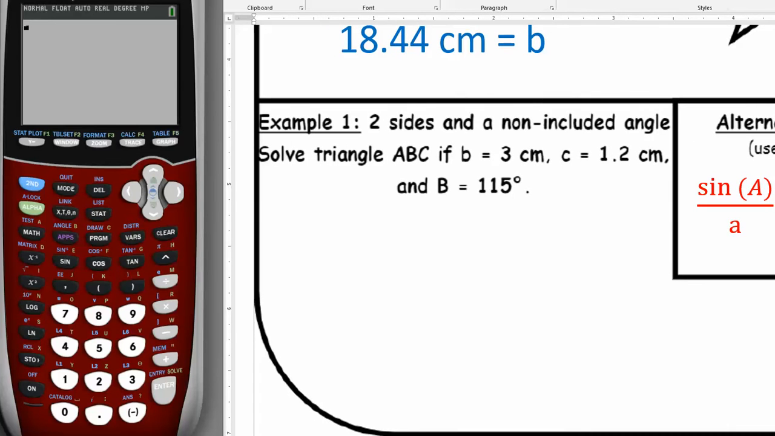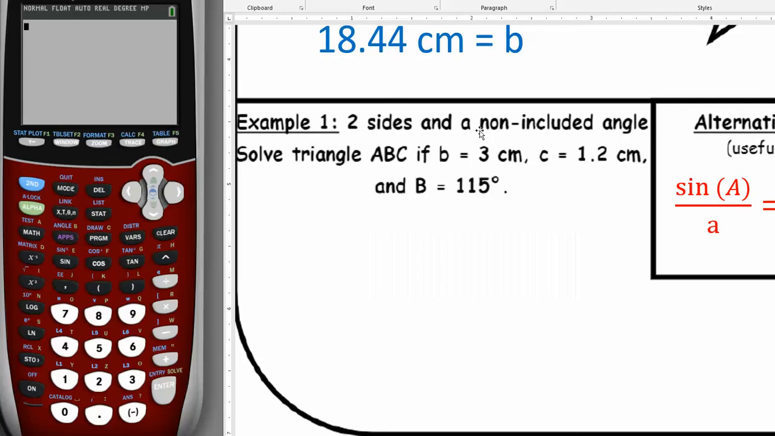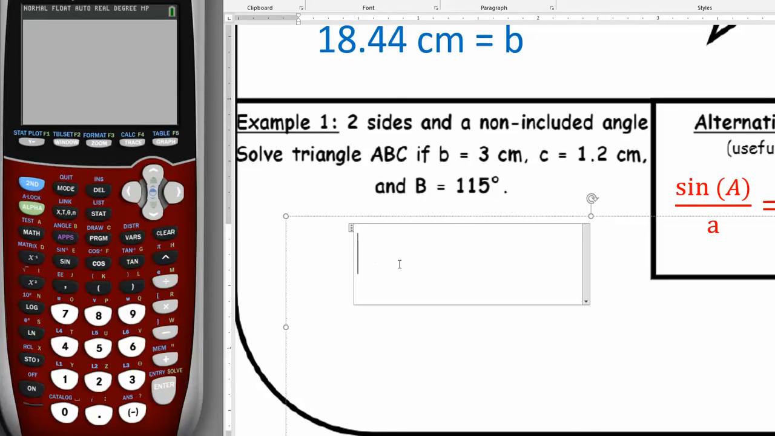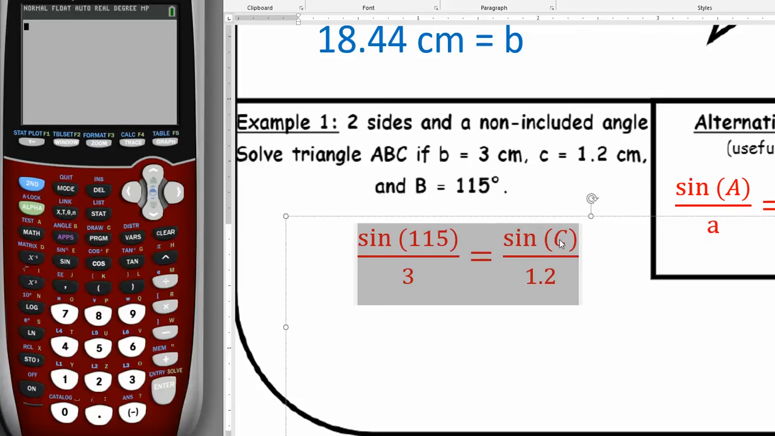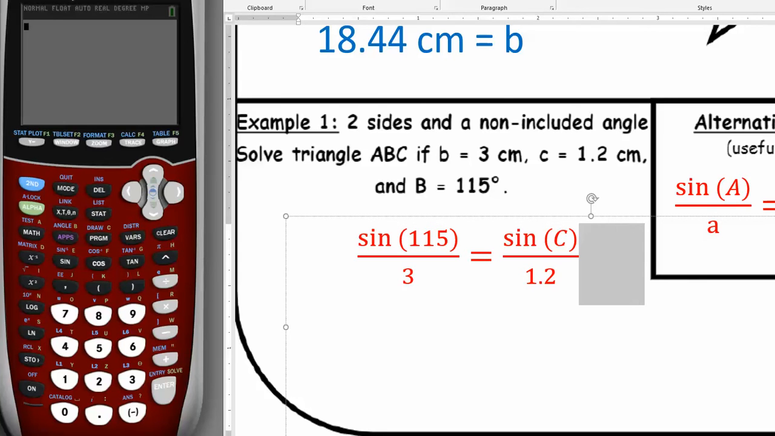But we're going to start with this problem right here. So we've got two sides and a non-included angle. We've got little b, little c, and big B. So what that tells me is we are ignoring A completely, and we are doing those ratios. So the sine of 115 over 3, because big B is 115, little b is 3 centimeters, equals the sine of big C, because that is what we're looking for since we have 1.2 centimeters as little c. And since sine of C is on top, the variable there, the easiest way to isolate that is to multiply by 1.2 on both sides.